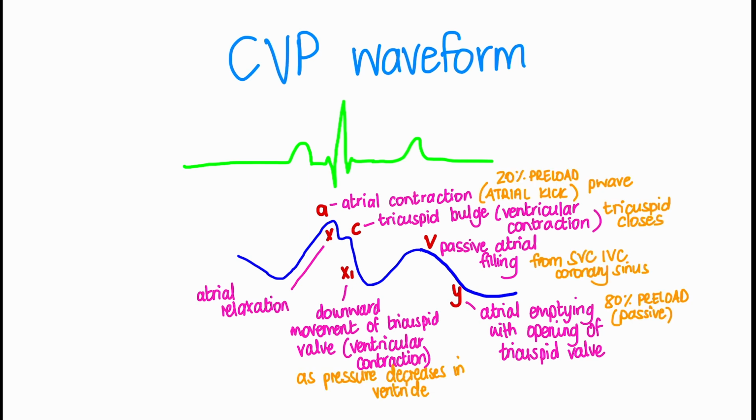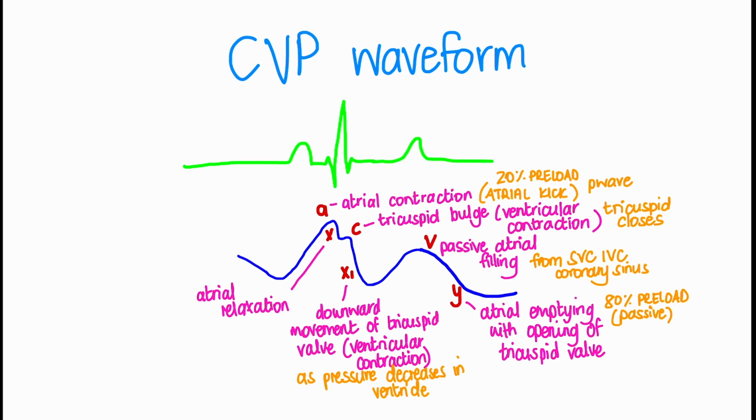So let's have a look in orange now what exactly is happening in the cardiac cycle again. So let's start over. We have atrial contraction represented by A. What is happening there in our cardiac cycle? It's the atrial kick. The atria contract and move 20% of the preload from the atria to the ventricle. On the ECG, we see the P wave.